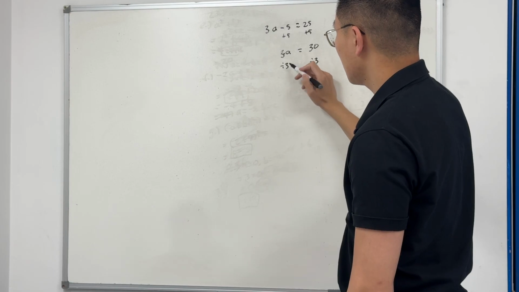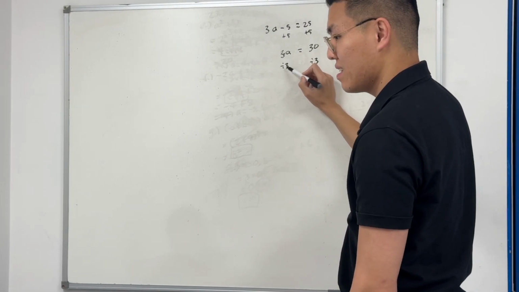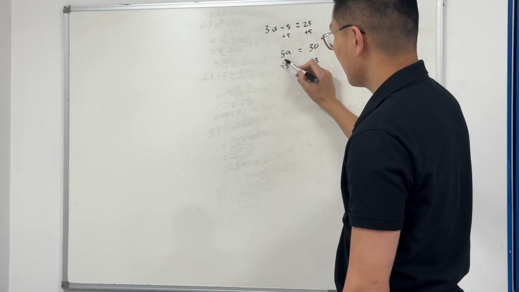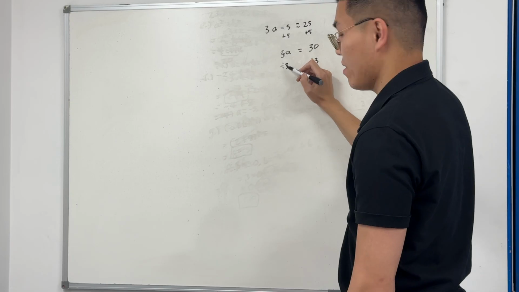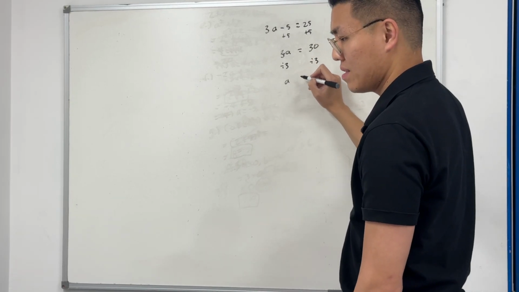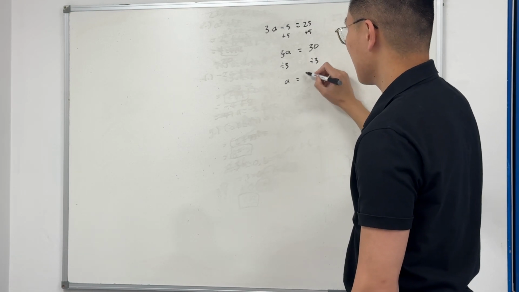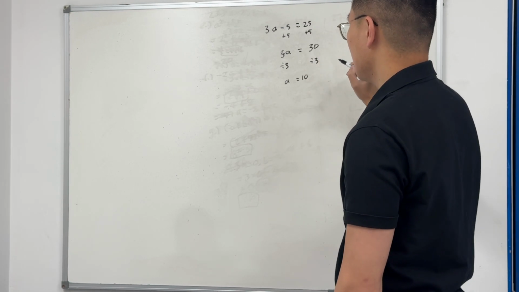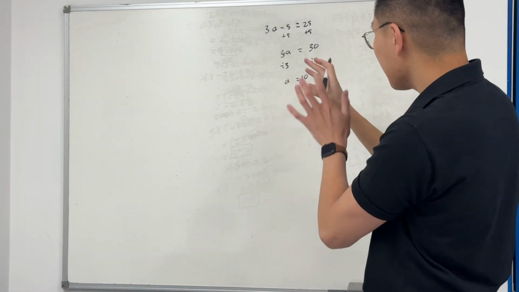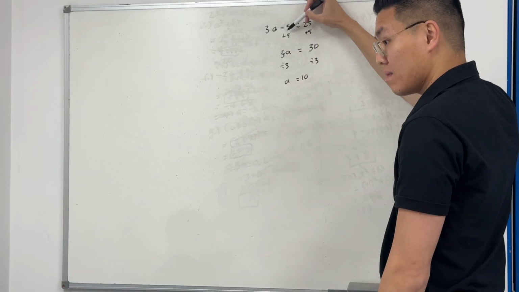I don't know. So times 3 and divide 3 cancel each other out, right? So we just have an a. That's what's left. And that equals 30 divided by 3 is 10. Oh, okay. Okay? So the main thing to understand here is we cancel things out.